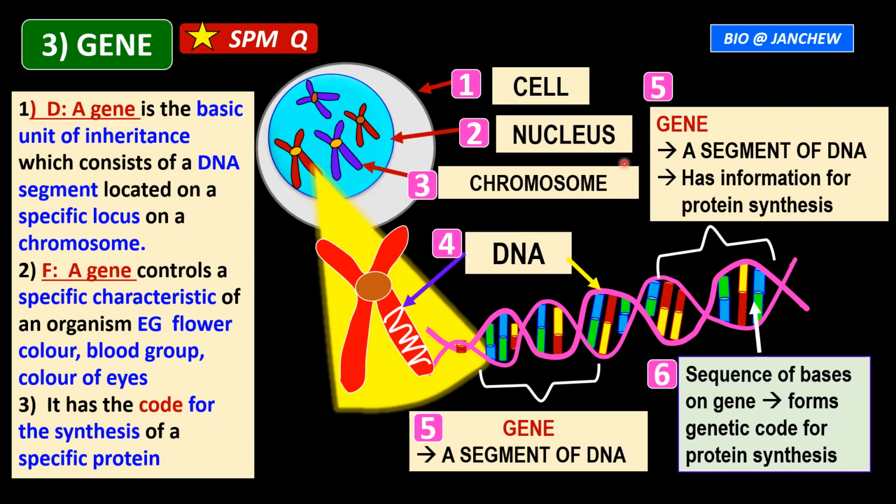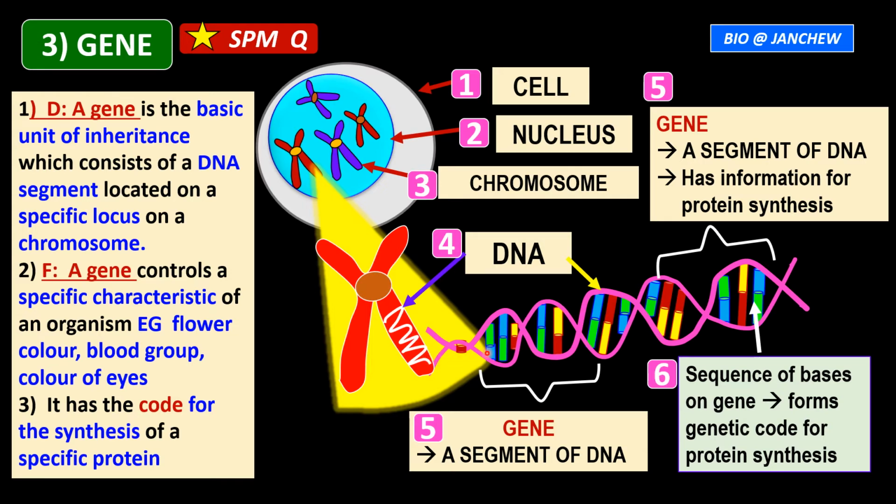Now this picture shows us the location of the genes. Let's say we refer to a human being. In the human being there are many cells, and in each cell there's a nucleus, and in the nucleus there are many chromosomes, 46 chromosomes in a diploid cell. Each chromosome consists of a very long strand of DNA that's wound tightly around proteins called histones.